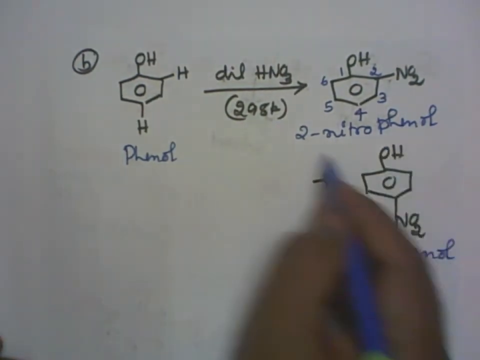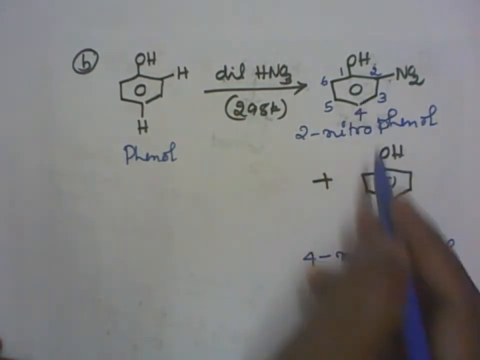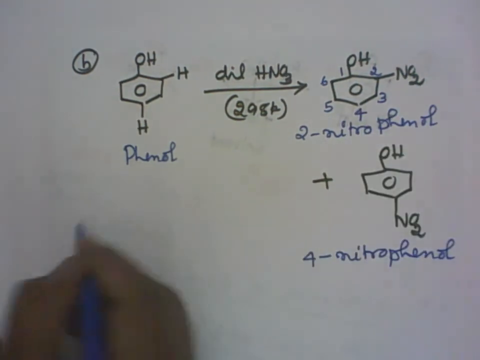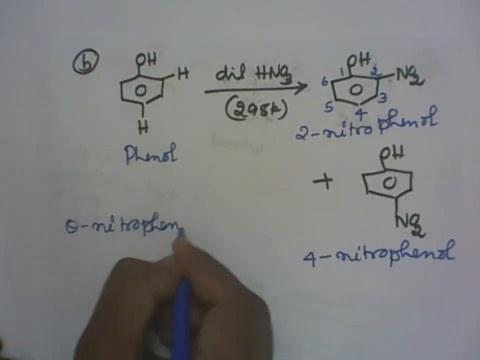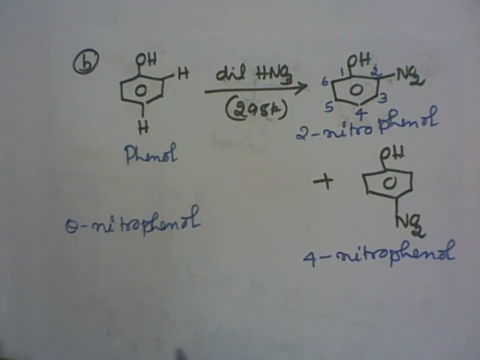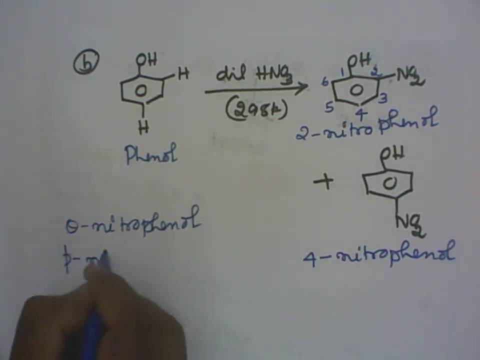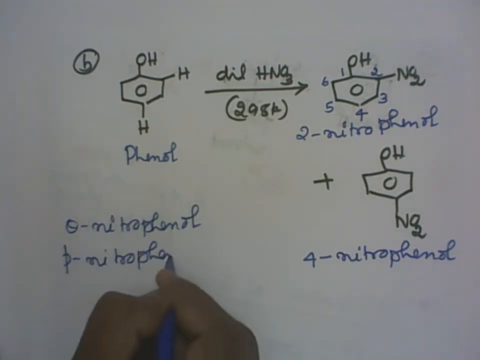Now I'll write down the common names of these two compounds. Ortho to each other, orthonitrophenol. First one is orthonitrophenol. What about the second one? The second one is para-nitrophenol.